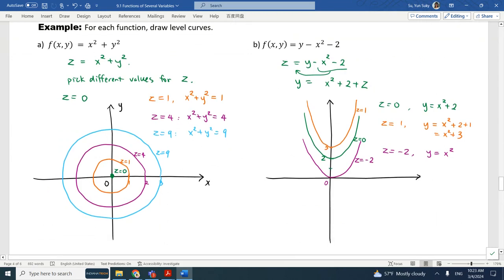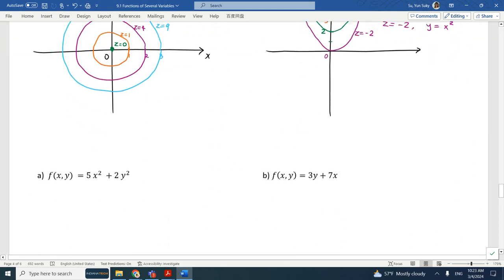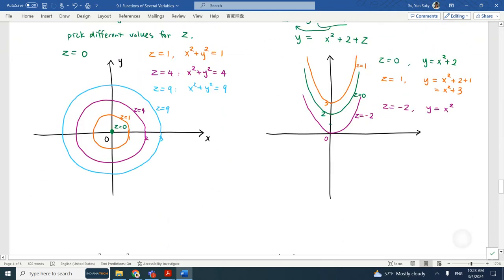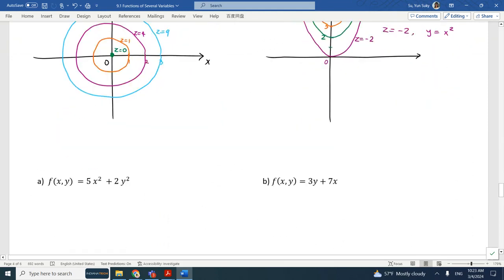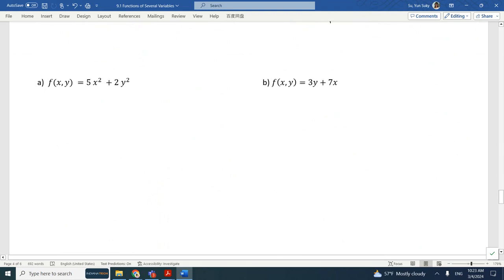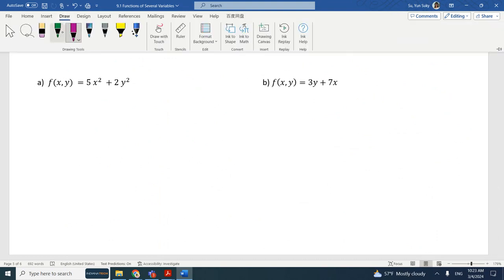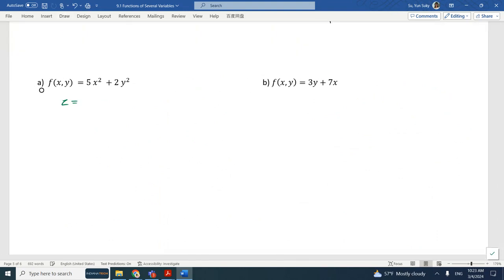Okay, so this is part B. And, everybody finished part B? Okay, good. Part C. Okay, the labeling. Something is wrong with the labeling. Okay, so what happens if we get something like this? Okay, so z equals 5x squared plus 2y squared.